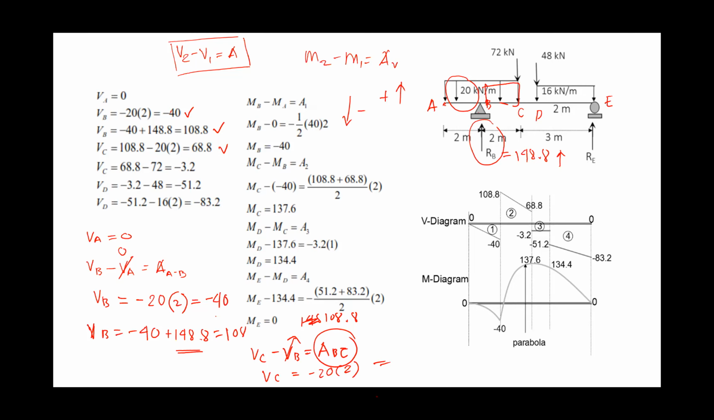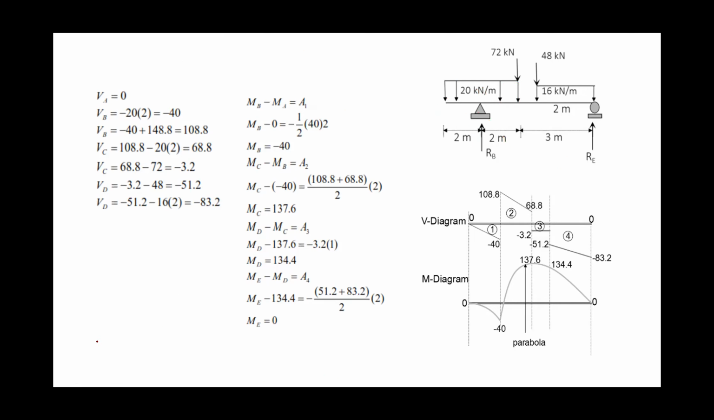So, yon. And then, wait lang. Puno na kasi. Delete lang natin. No? So, at point C, may additional tayong 72, no? Ayan. So, yung VC natin na 68.8, copy ko na lang ulit. So, VC.